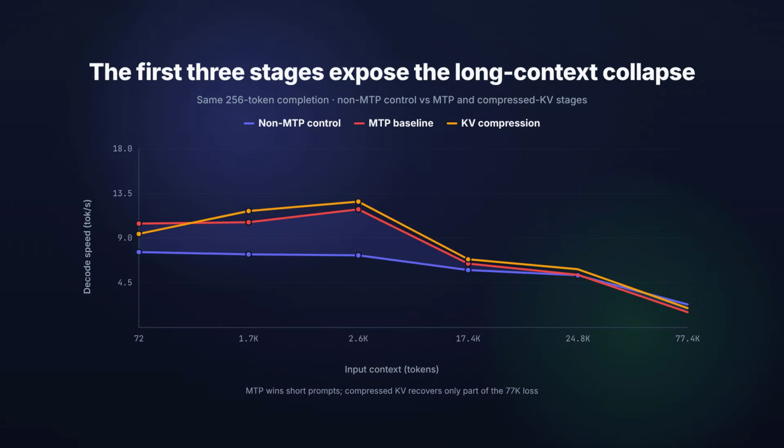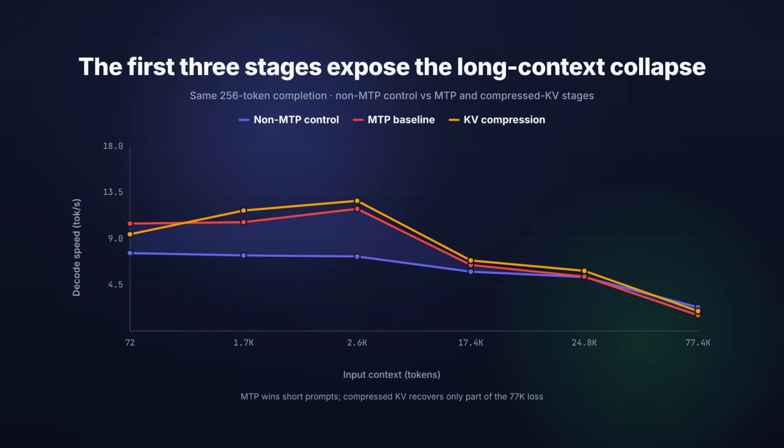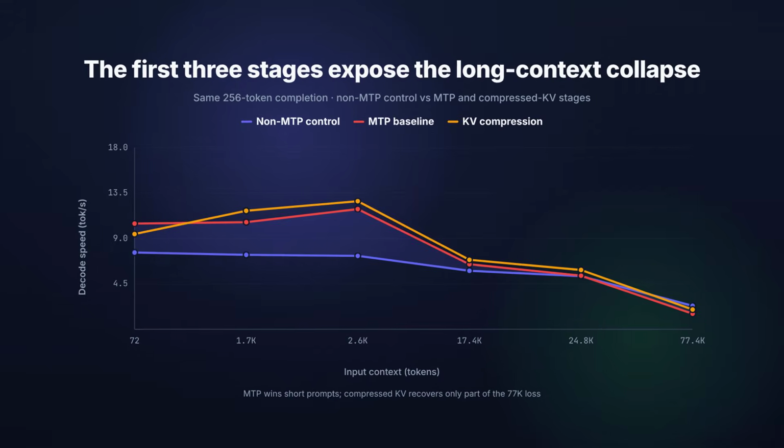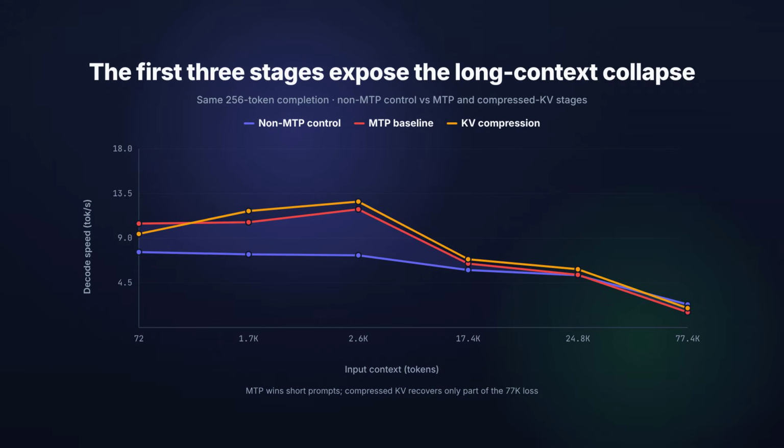At 77,418, it fell to 1.54, slower than non-MTP at 2.32. Compressed key-value caches provided a real but modest recovery, taking that result from 1.54 to 1.95 tokens per second.